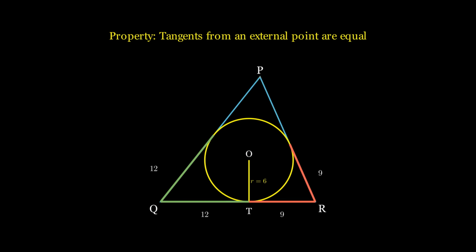Now what about vertex P? We don't know these lengths, but we know they must be equal. Let's call them both x.